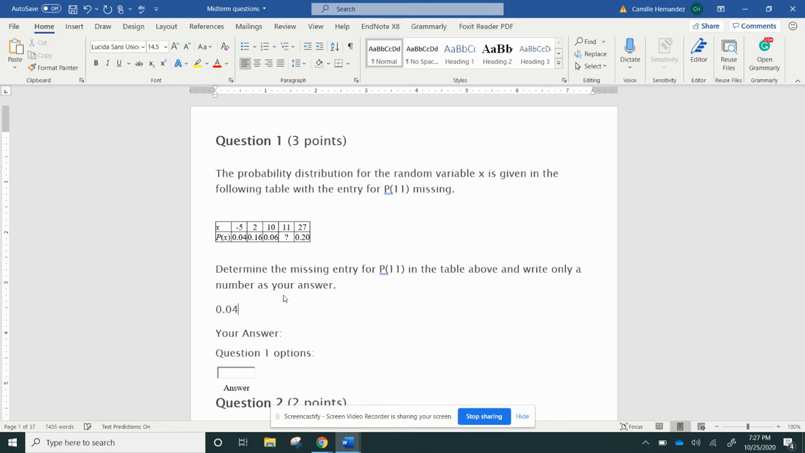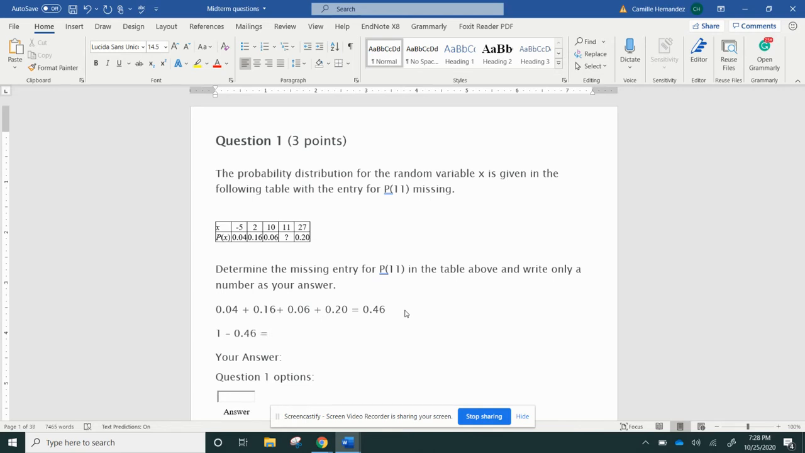So you've got 0.04 plus 0.16 plus 0.06 plus 0.20. Okay, so if I add all that together, be careful of the decimals. Remember, you've got to be really exact with your decimals. So 0.04 plus 0.16 plus 0.06 plus 0.20 gives me 0.46. And to find that missing one, all I need to do is 1 minus 0.46.